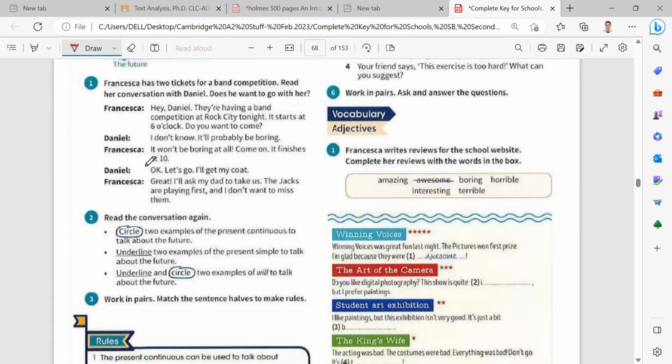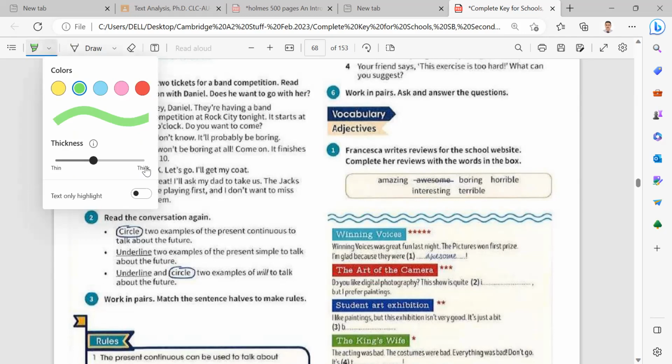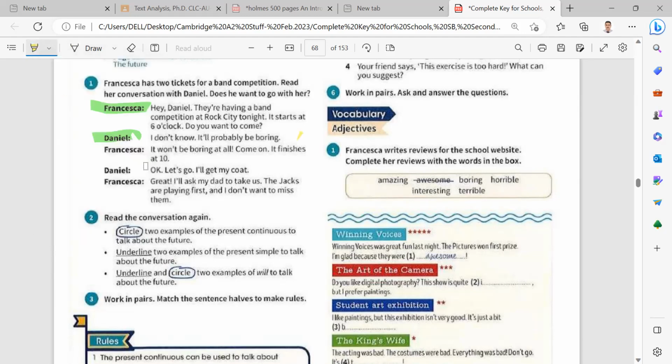Let's read this dialogue, Sarah, between Francisca and Daniel. Hi, Daniel. They are having a band competition at Rock City tonight. It starts at 6 o'clock. Do you want to come?